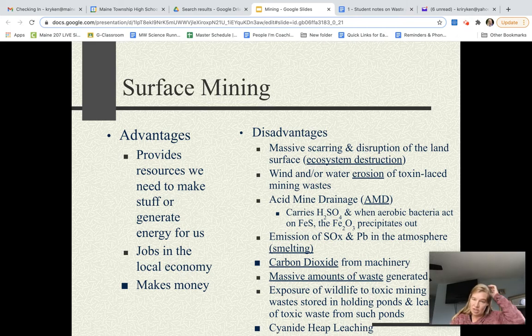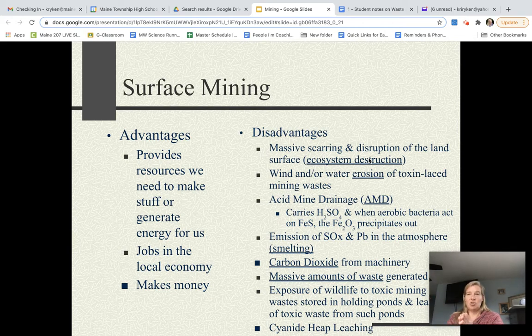What's the disadvantage? First, we have this habitat loss or ecosystem destruction, massive scarring and disruption of the land. Lots and lots of erosion. So again, think about some of those slopes. If it's mountaintop removal and there's rain, it's just going to wash away. That soil is going to wash away, and that can go into waterways. So it's not going to be nutrient rich because it's just going to be bare soil. But again, you could just wash away a lot of that soil.